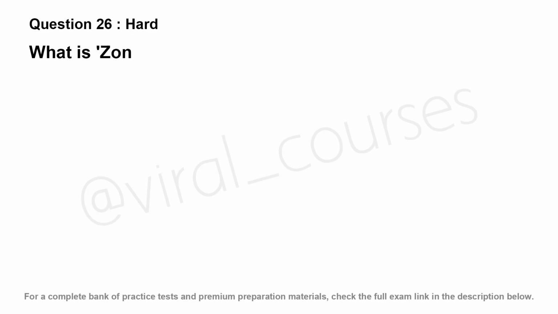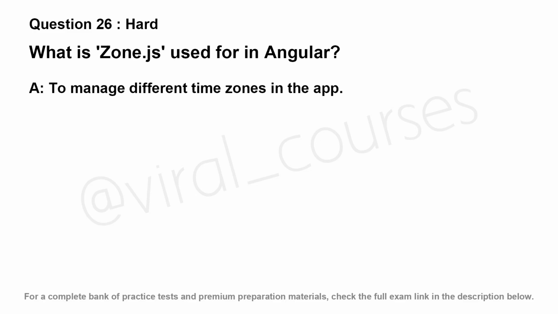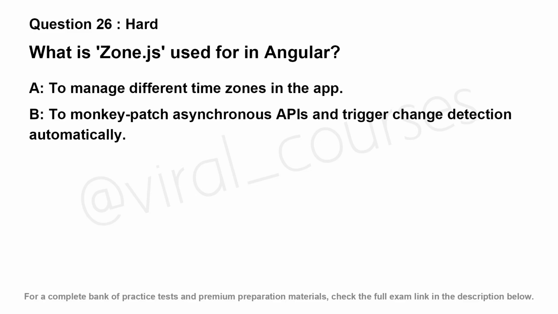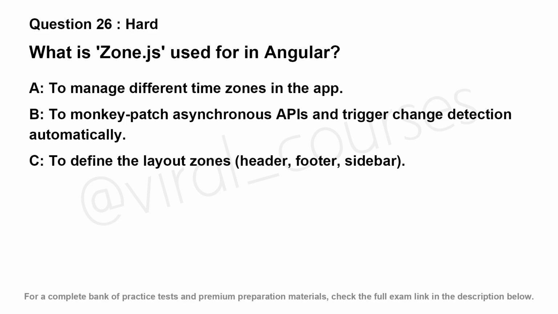What is Zone.js used for in Angular? Option A. To manage different time zones in the app. Option B. To monkey patch asynchronous APIs and trigger change detection automatically. Option C. To define the layout zones: header, footer, sidebar. Option D. To encrypt data sent to the server.